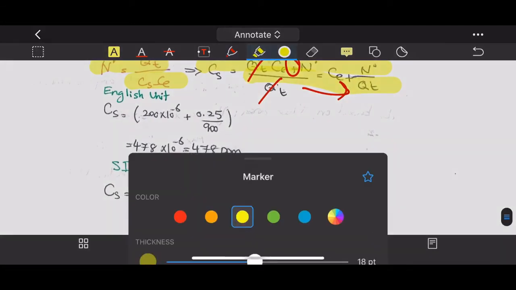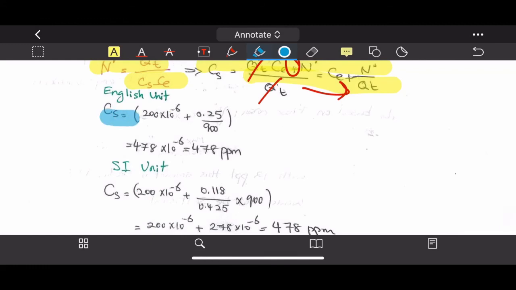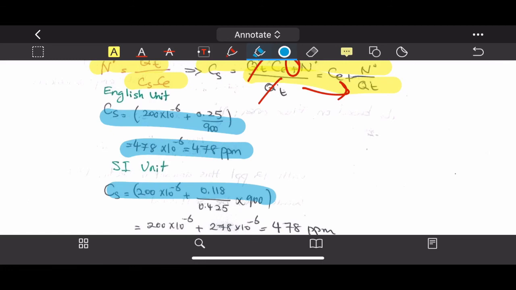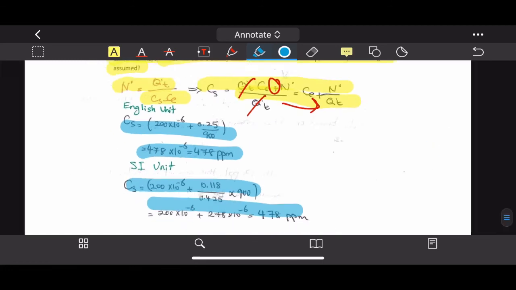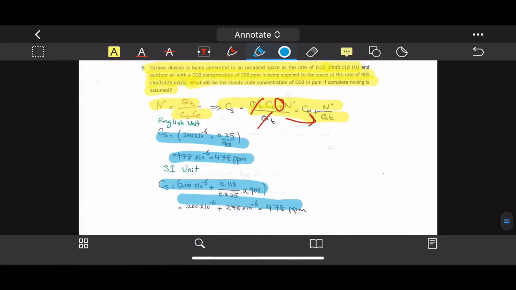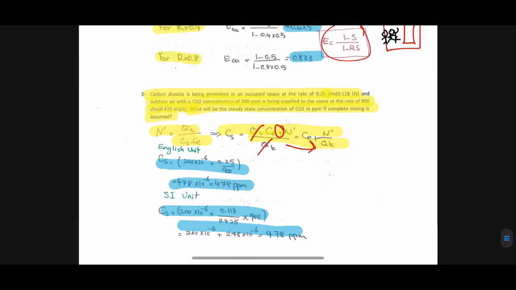English unit, CS will be 478 ppm. For SI unit, it will be 478 ppm. So the answer will be the same for both SI and English unit. So the steady state concentration of CO2 after it is mixed with the air inside the room is still 478 ppm, which still does not exceed the limit given by ASHRAE, which is 1000 ppm per space.